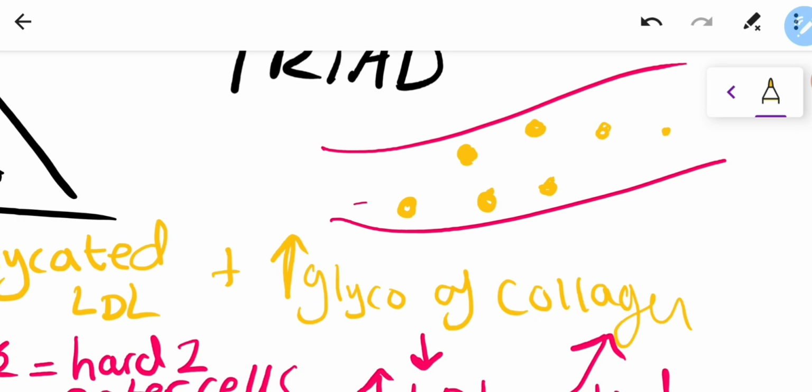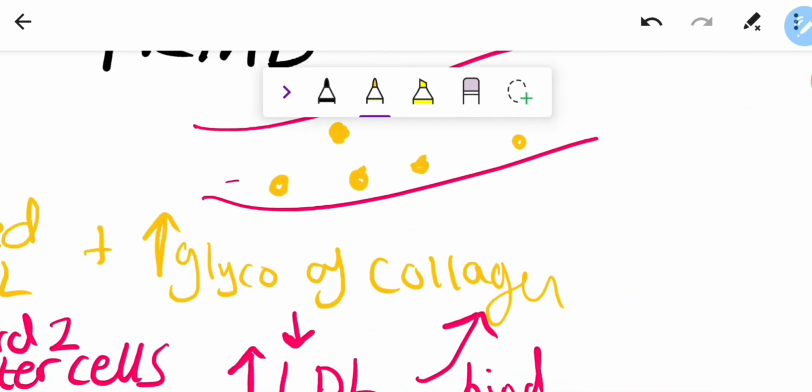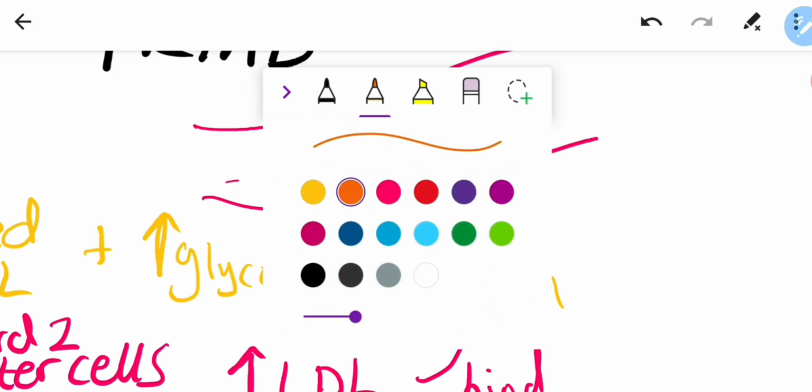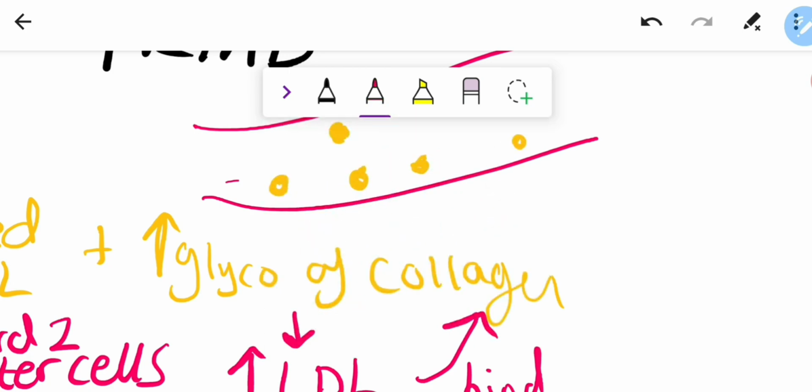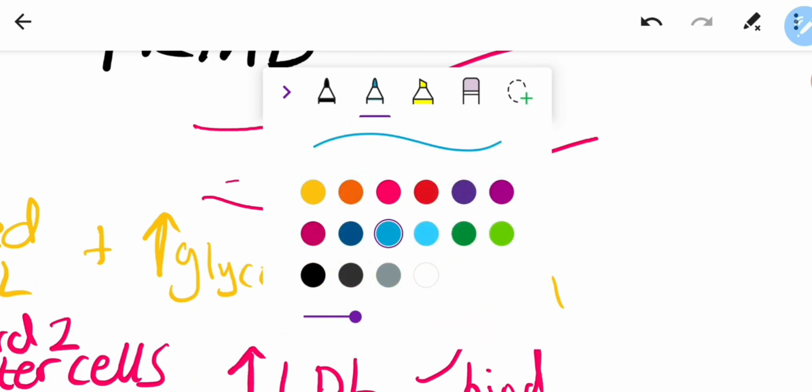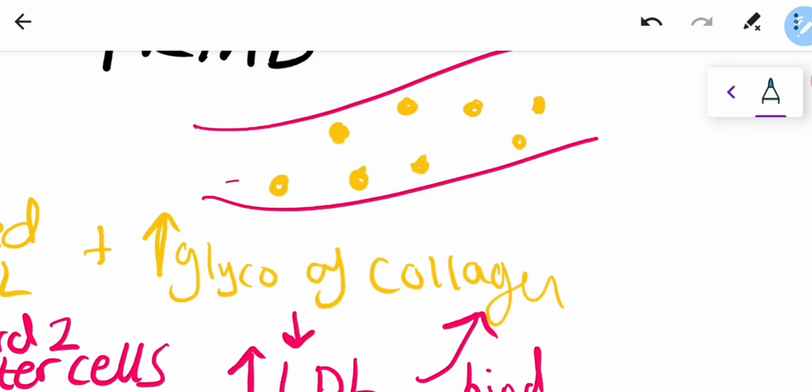More of these lipoproteins, and let's put it in blue. If we have more glucose, a lot more glucose, it's more likely to interact, right?